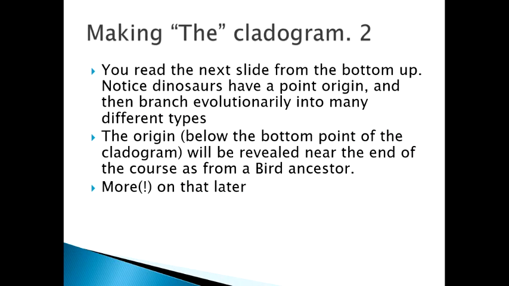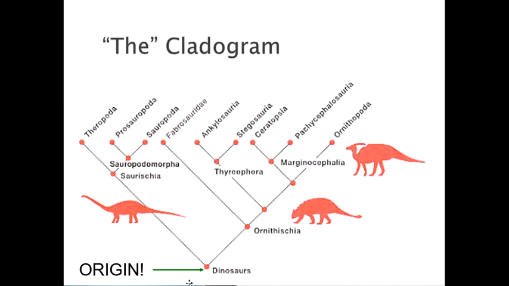Now, we can talk about the origins of dinosaurs by going to that bottom node. The bottom point on the cladogram is the origin, and it points here.